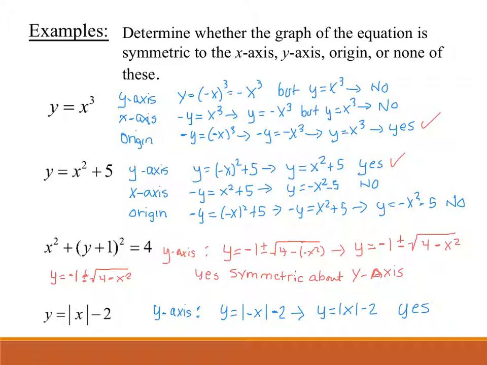But anyway, we will go ahead and use this idea. y is equal to the absolute value of negative x minus 2. And when we take the absolute value of a negative x, we get just the absolute value of x, minus 2. So it's the original equation, and yes, it is indeed symmetrical about the y-axis. So we know we don't have to do anything more than that.